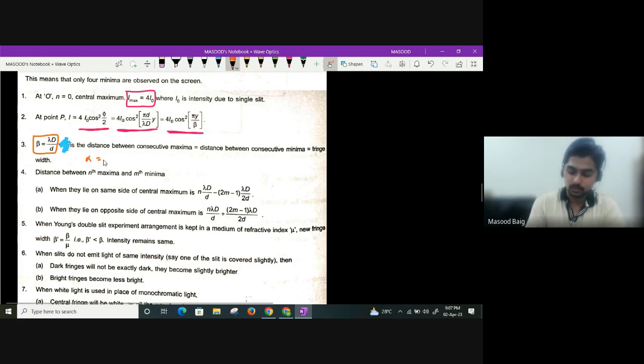So the intensity at any point will be 4I naught cos square phi by 2. This is in terms of phase difference, this is in terms of position, and this is in terms of fringe width. What is the meaning of fringe width? It is the distance between two maxima or two minima, given as lambda capital D by small d. This is not lambda by alpha. Here alpha is your angular fringe width, given by lambda divided by small d. Beta is the fringe width, alpha is the angular fringe width.